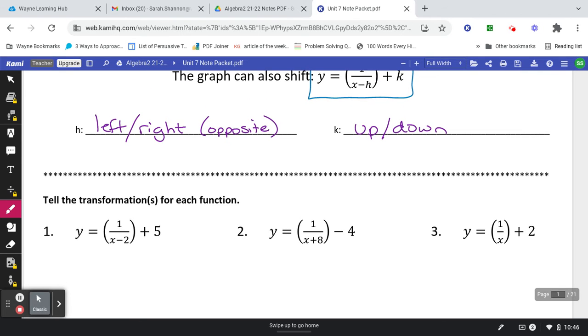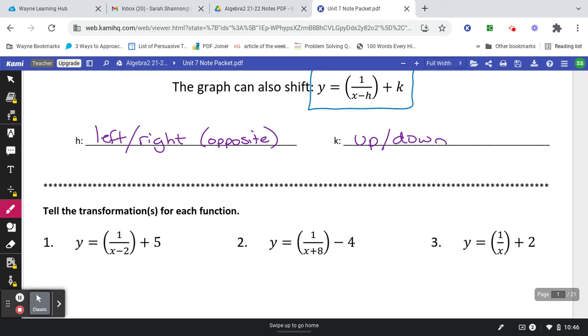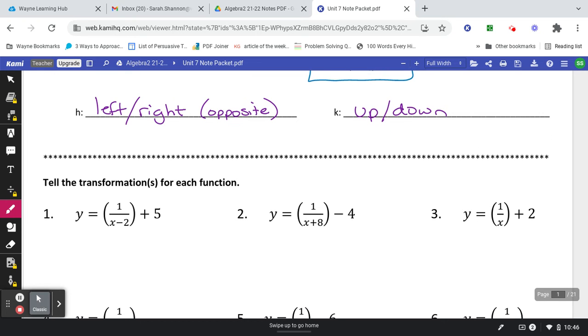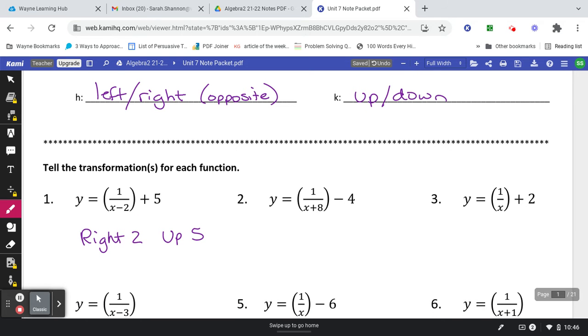Problem number 1, the -2, that's kind of in that left-right position. So I'm going to move that to the right 2. And the +5 at the end tells me to move up 5. For problem 2, the x plus 8 means I'm going to move to the left 8. Remember, always the opposite. And then the -4 at the end tells me to move down 4.